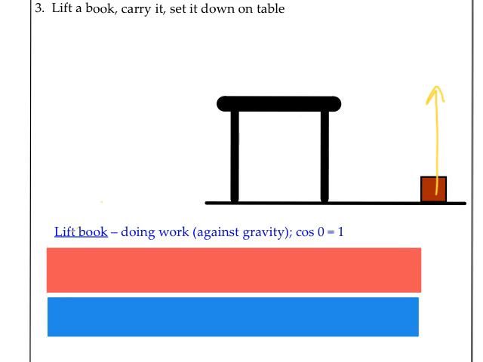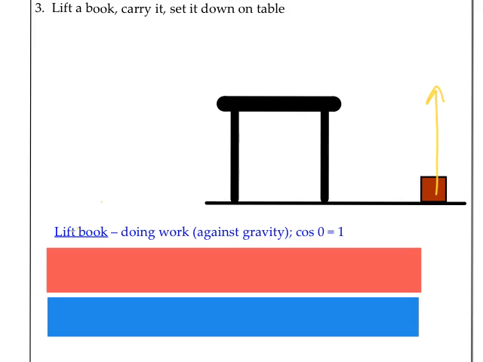Since there is no angle between the force and the displacement, they're in the same direction, I could mathematically say that the cosine of 0 plugged into that F d cosine theta formula would give me an answer of 1, so it would simply reduce down to force times displacement, because there's 0 degrees between the force and the displacement when I lift something.